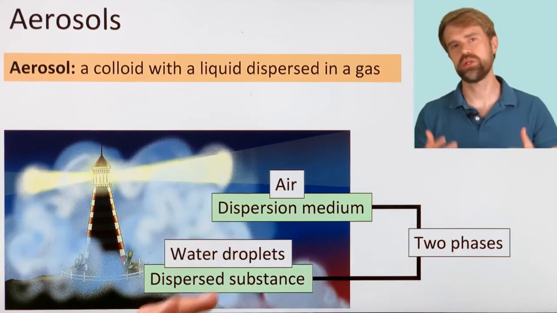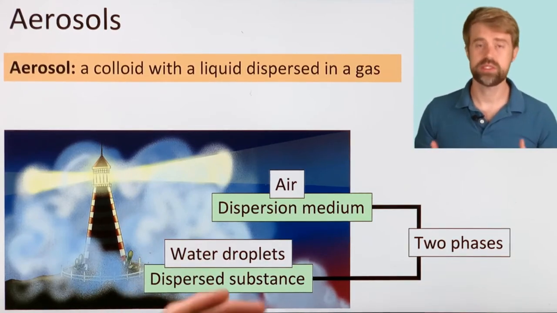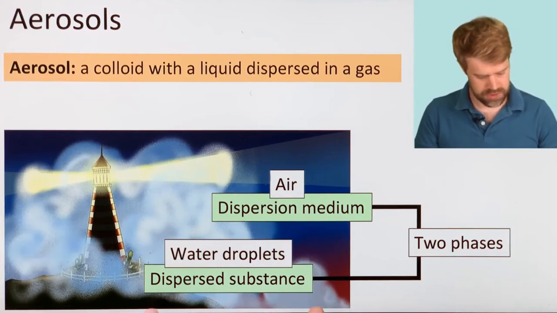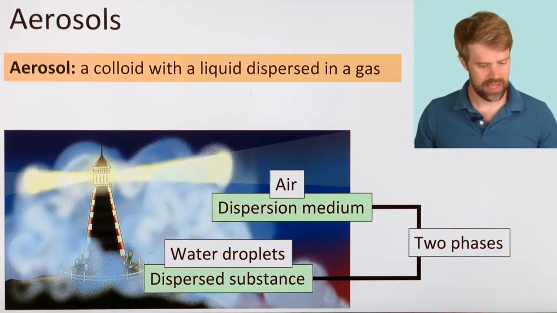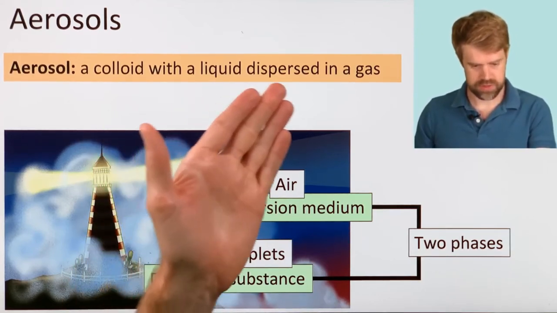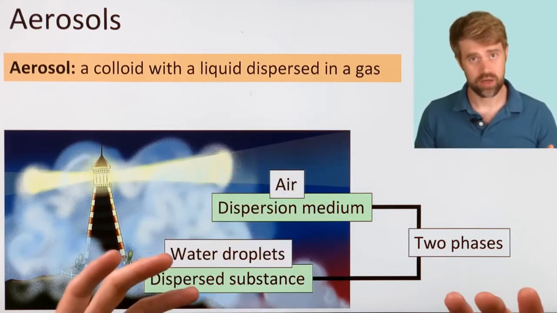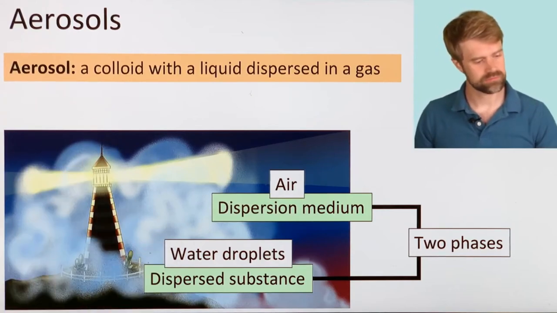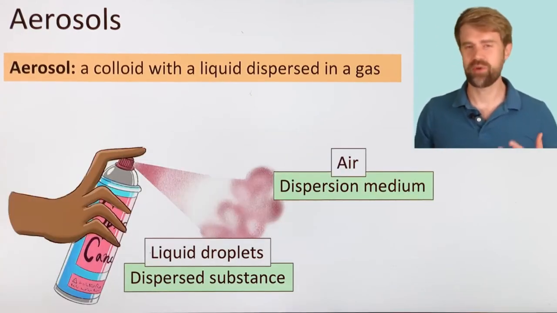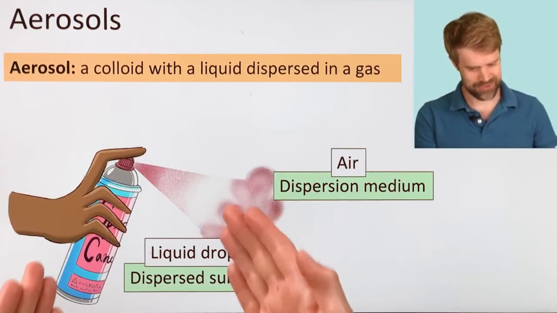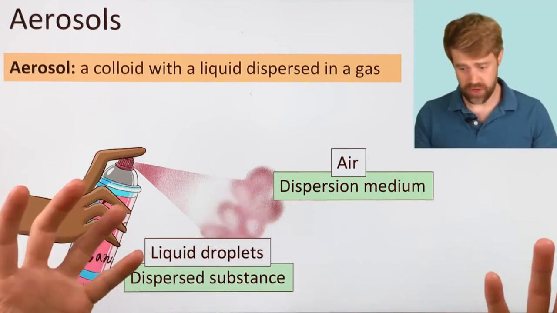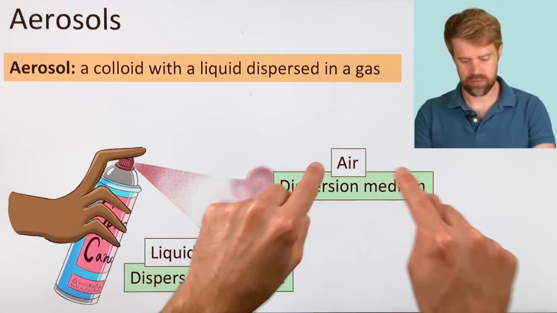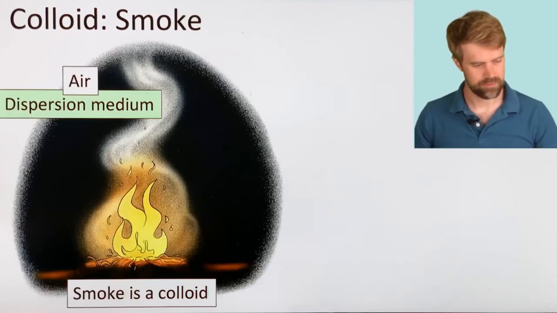Now, there are different types of colloids. These depend on what the dispersion medium is and what the dispersed substance is. When you have liquid dispersed in a gas, like fog, you have a type of colloid called an aerosol. You might have heard that word before, maybe with an aerosol spray can. Same as fog, liquid is the dispersed substance, and air is the dispersion medium.